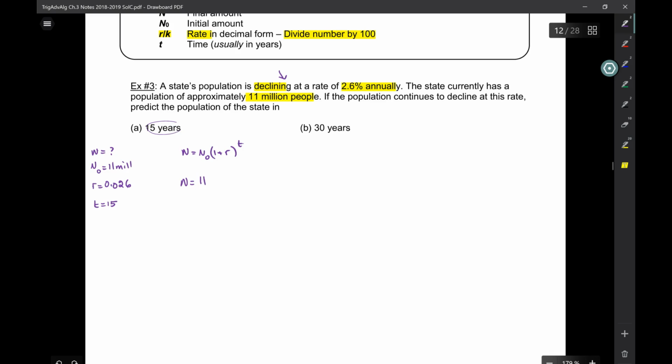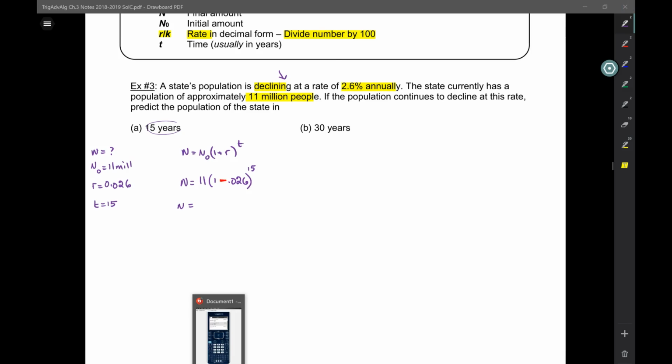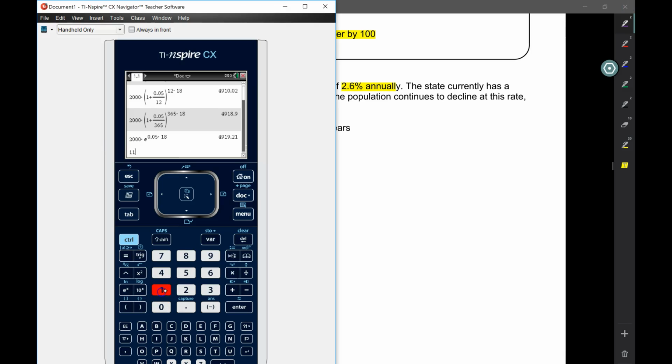We just put 11 here. We don't do all the zeros, but we know that we're talking in millions. So this will come back in a minute. And then we have 1. Is it declining? It's declining, so it's going to be minus 0.026 to the power of 15. So N is 11.